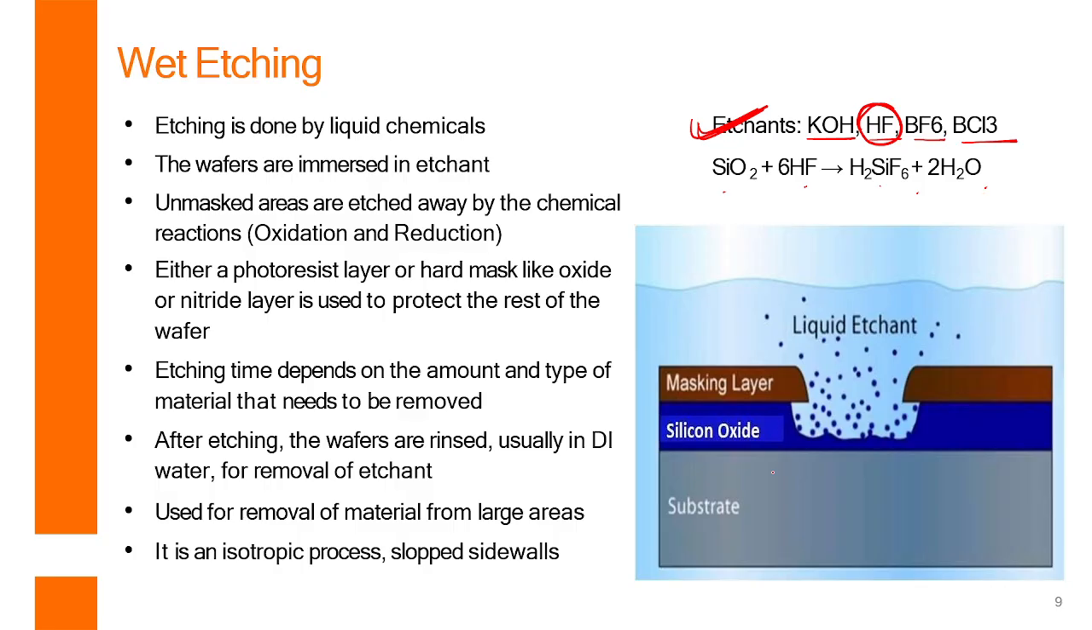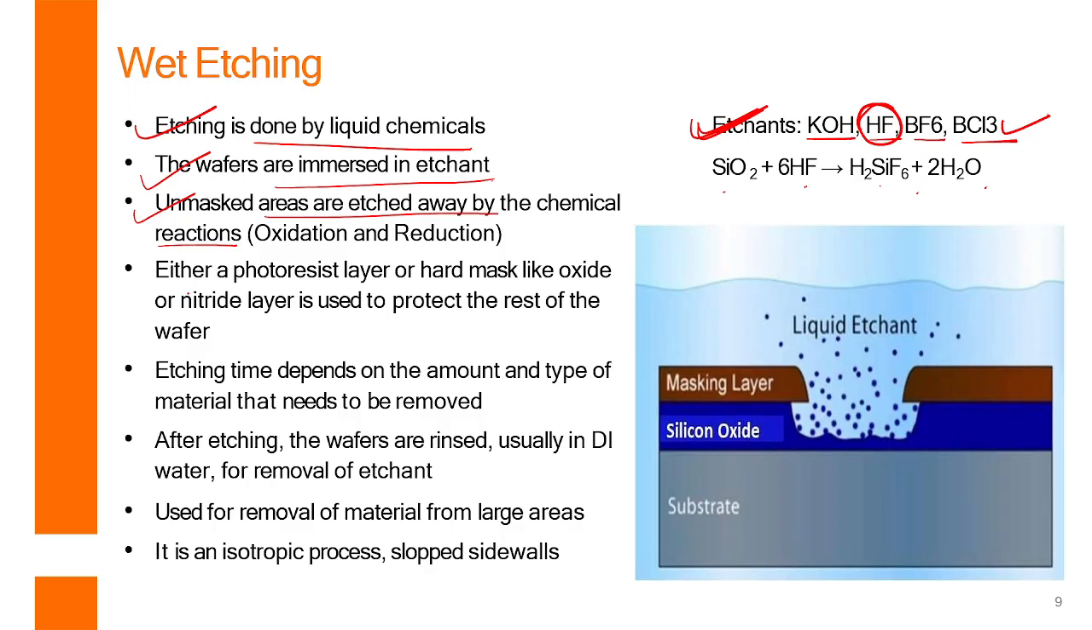So whatever the selected material is, that will be removed or etched by chemical etching, by dipping in the etchants. Wet etching is nothing but etching done by using liquid chemicals. Whatever the wafer is, that will be immersed in the etchants. The unmasked area will be etched by the chemical reaction.